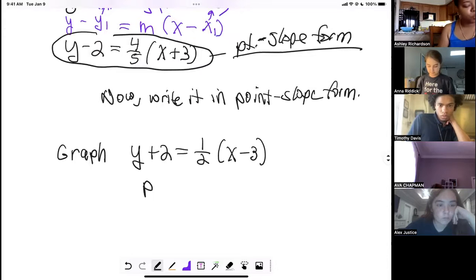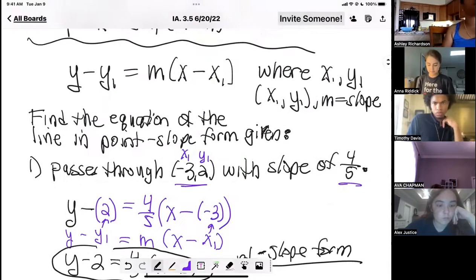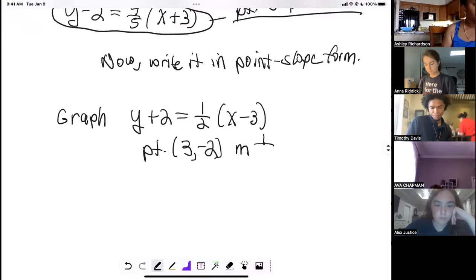Why? Because I know I have a point. To remember, these are all minuses in the formula, right? So you have to think backwards, opposite. That means my x was a 3 and my y was a -2 and my slope is 1/2.